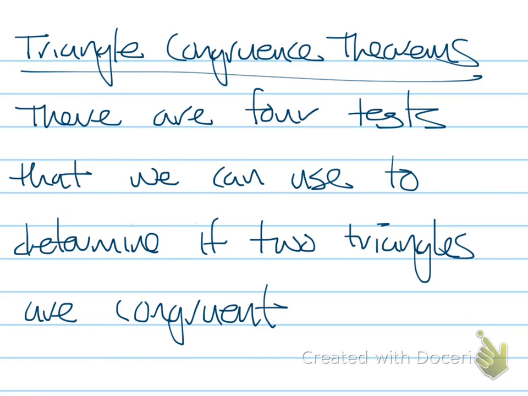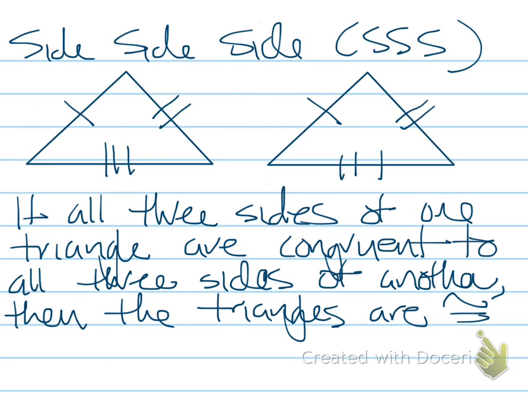All right, in this lesson, we're going to be looking at the triangle congruence theorems. There are essentially 4 tests that we can use to determine if 2 triangles are congruent. First is side, side, side. If all 3 sides of one triangle are congruent to all 3 sides of another triangle, then the 2 triangles are congruent.